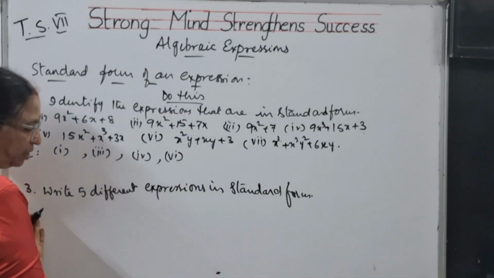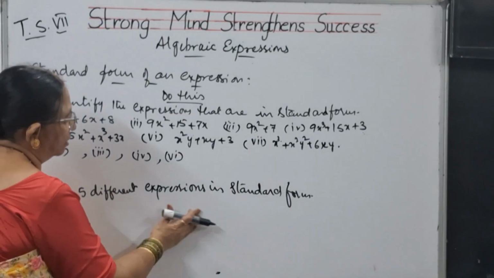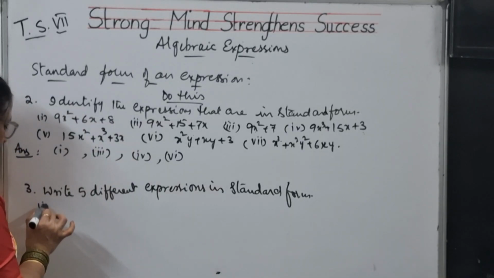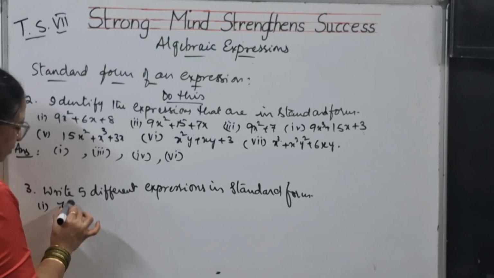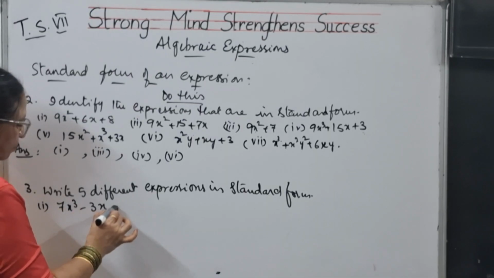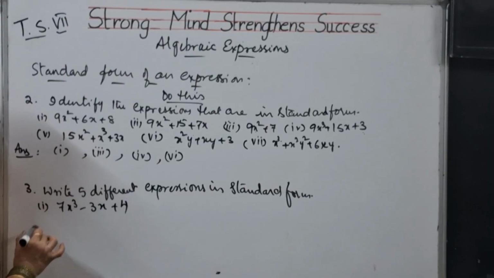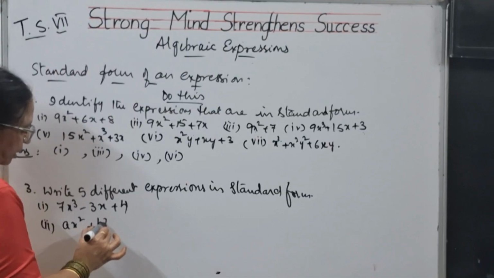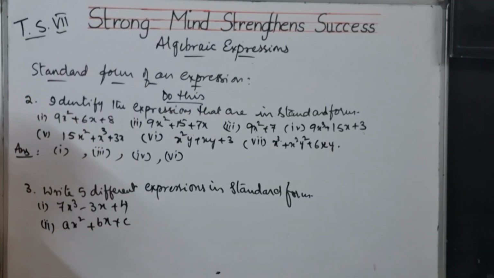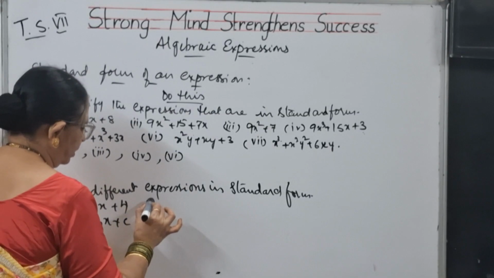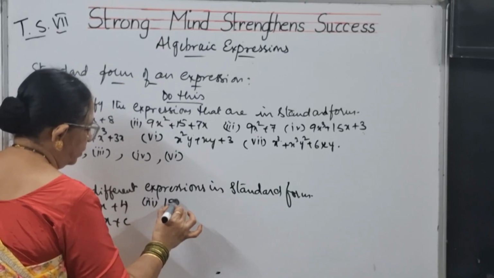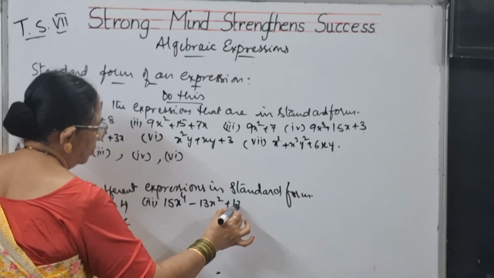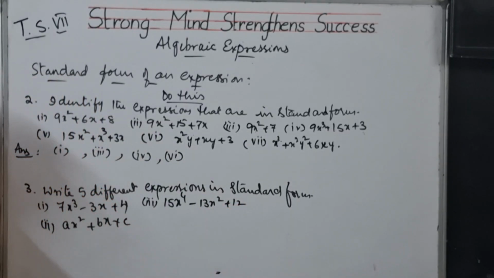And the third bit here is write 5 different expressions in standard form, your own ones. So let me write one, that is 7x cube minus 3x plus 4. I can write it is in standard form. And second one, ax square plus bx plus c, also you can take it is in standard form. And third one, 15x to the power of 4 minus 13x square plus 12. I can take this also in standard form.